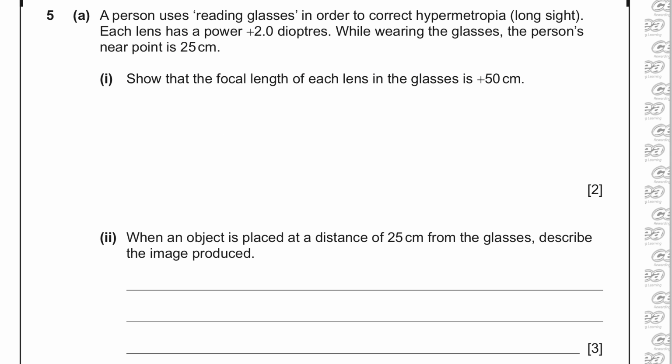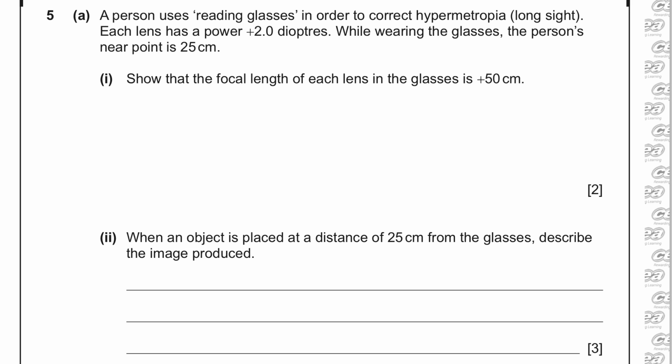Question 5, Part A. A person uses reading glasses in order to correct hypermetropia, long sight. Each lens has a power of +2 diopter. While wearing the glasses, the person's near point is 25 centimeters. Show that the focal length of each lens in the glasses is +50 centimeters.